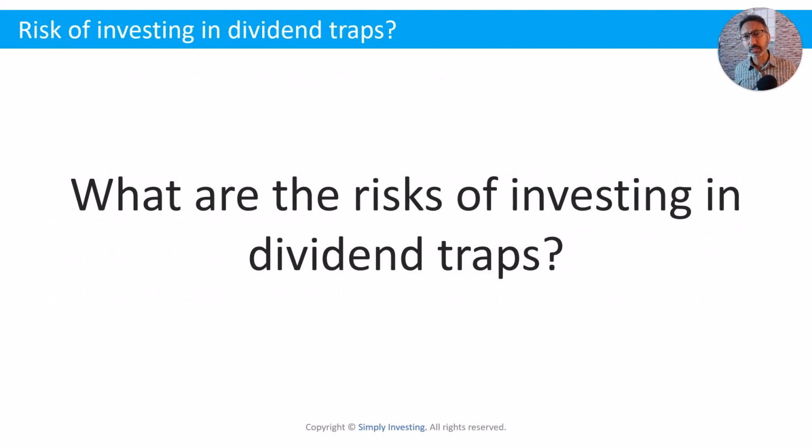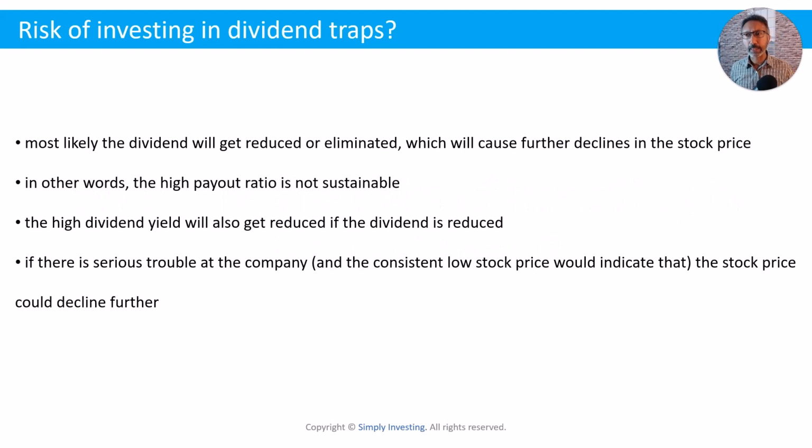What are the risks of investing in dividend traps? Because some people might say, well, I'll take that risk. It's a 40% yield. Even if the company cuts the yield in half, I'm still fine. But let's look at the risks first. Most likely, the dividend will get reduced or eliminated. We see this time and time again. And when a dividend is reduced or eliminated, the stock price goes down even further, because that just drives investors completely away. So now, if you eliminate the dividend, your yield is now 0%.